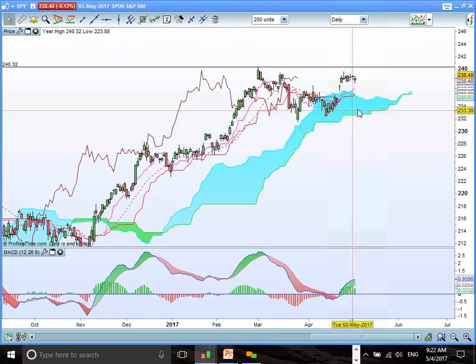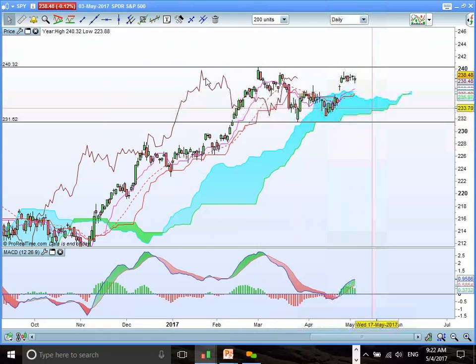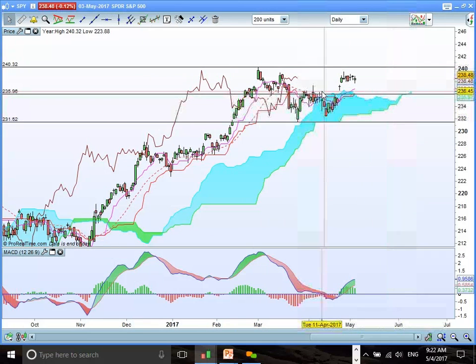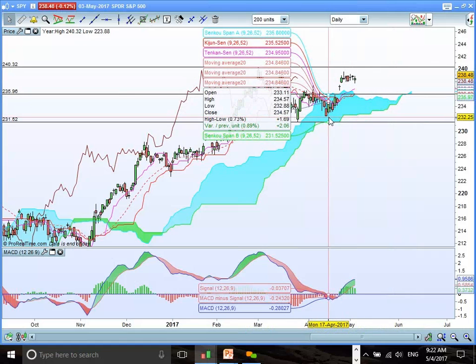And we have support here at the bottom end of the cloud. We can see these levels here, as well as the top end of the cloud, these levels here, if we look at the front end of the cloud. So currently the market's consolidating within this big trading range. It's consolidating on top of the cloud. The uptrend remains in place as long as the price action takes place on top of the cloud.